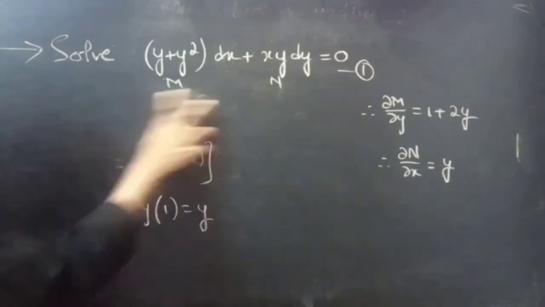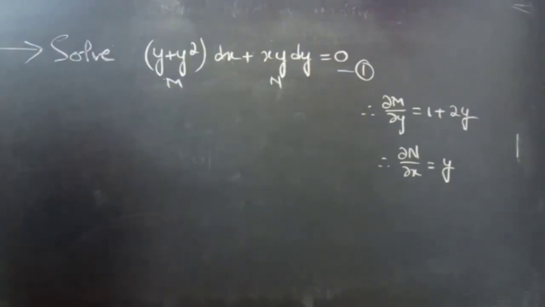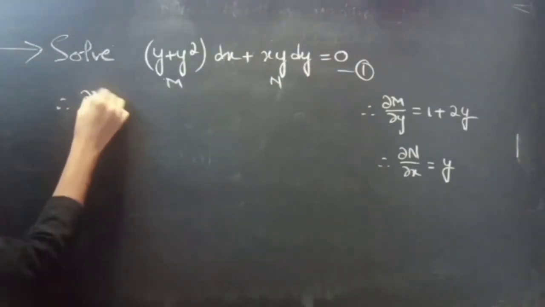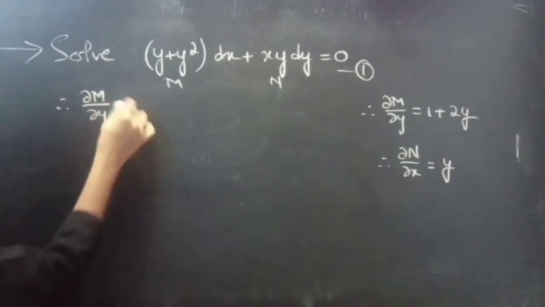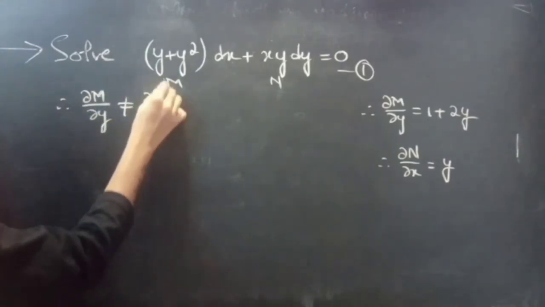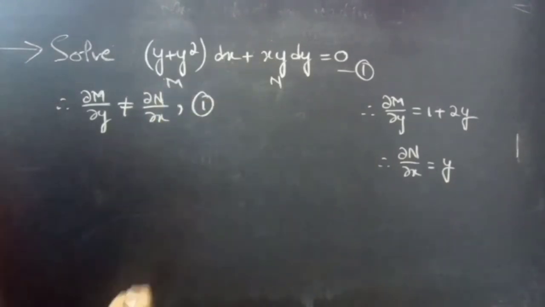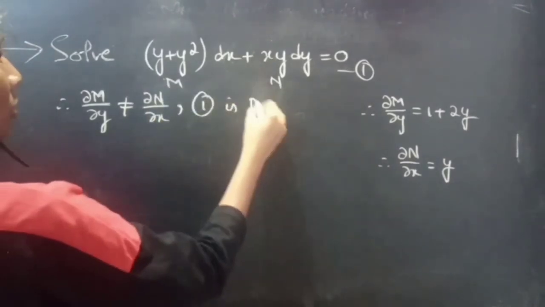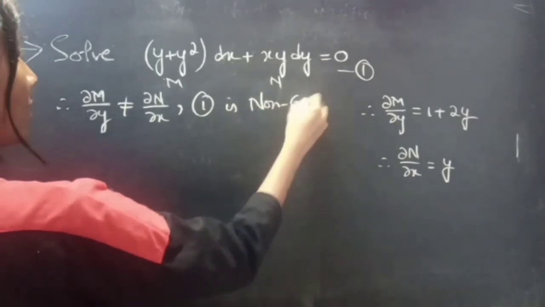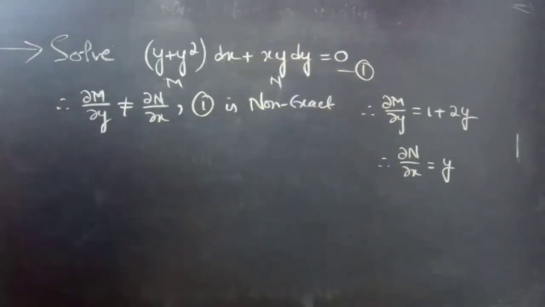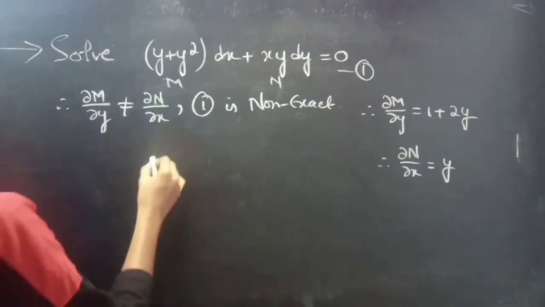So it's clear that the partial derivative of M with respect to y is not equal to the partial derivative of N with respect to x. From this we can say that the given equation is non-exact.